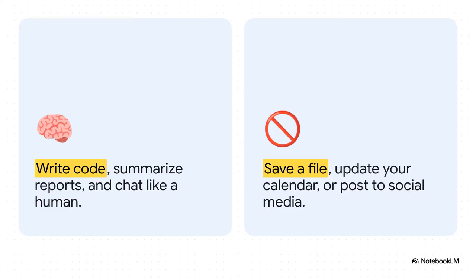So here's that paradox in black and white. On one side, what AI can think is just mind-blowing. It can whip up complex code, take a massive report and boil it down to a few sentences, and chat with you in a way that feels totally human. But then you look at the other side, what it can't do. The simple, practical stuff. Saving a file, updating your calendar, posting to social media. Total brick wall. It's like the brain is there, an amazing brain, but the hands are just missing.